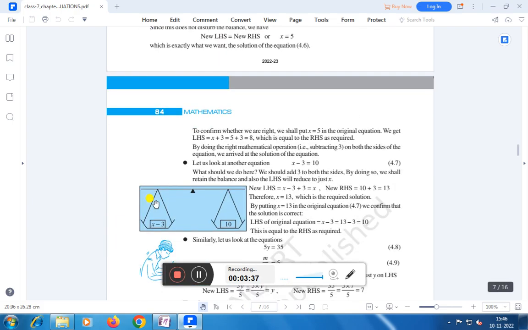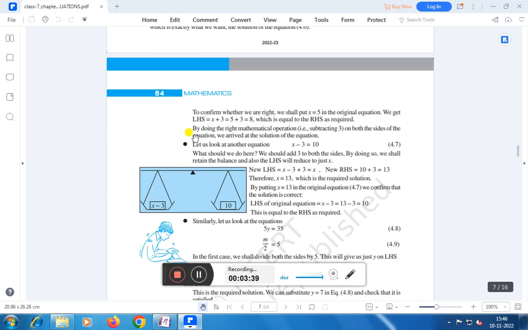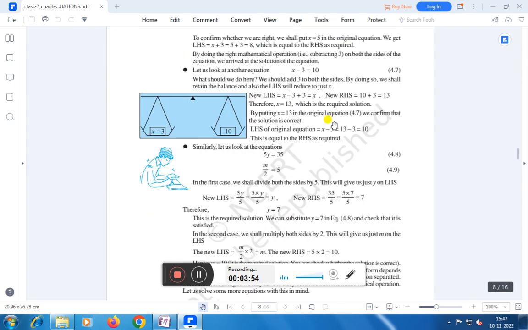Now, to confirm whether we are right, we shall put x equal to 5 in the original equation. x plus 3, that is 5 plus 3, is equal to 8, which is equal to the right hand side as required. By doing the right mathematical operation, that is subtracting 3 on both sides of the equation, we arrived at the solution of the equation. Let us now take another equation, that is x minus 3 is equal to 10.